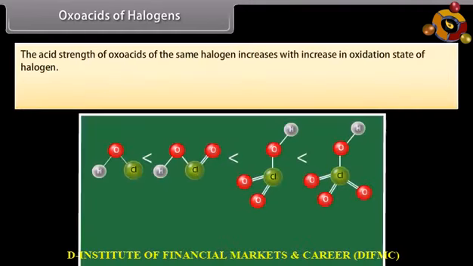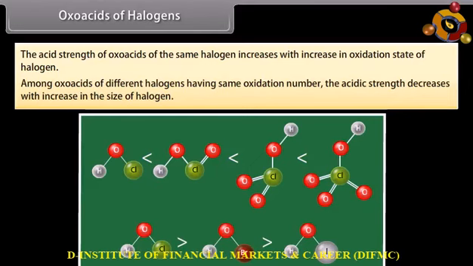The acid strength of oxoacids of the same halogen increases with increase in oxidation state of the halogen. For example, the acid strength of different oxoacids of chlorine follows this order. Among oxoacids of different halogens having the same oxidation number, the acidic strength decreases with increase in the size of the halogen. For example, the acidic character of the hypohalous acid series is in this order: the greater the size of the halogen atom, the lesser will be its electronegativity, and hence the lesser will be the acid strength of the acid.